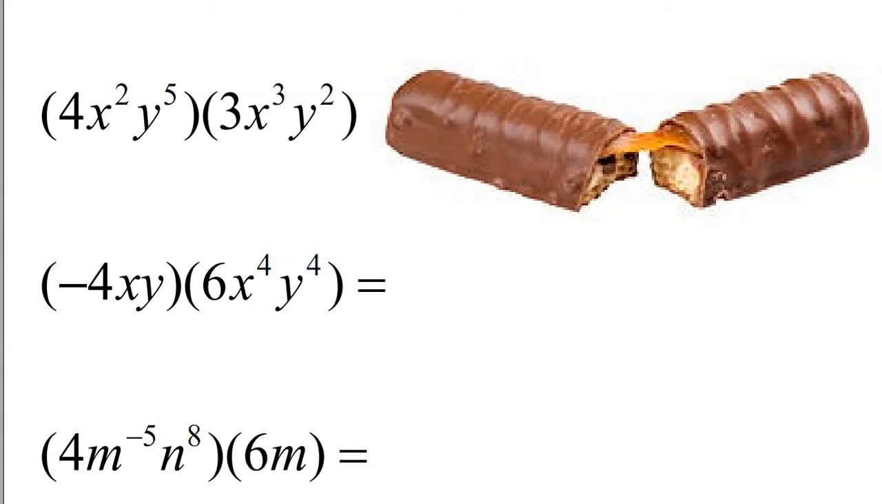So let's do some other ones. So right here, I have a negative 4 and a 6. That's going to become a negative 24. And I have an x and an x to the 4th. That's going to become an x to the 5th. And I have a y and a y to the 4th. That's going to become a y to the 5th. That one's done. This one down here, I have a 4 times a 6. That is a 24 again.